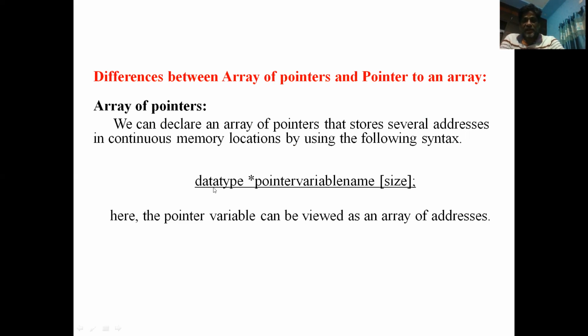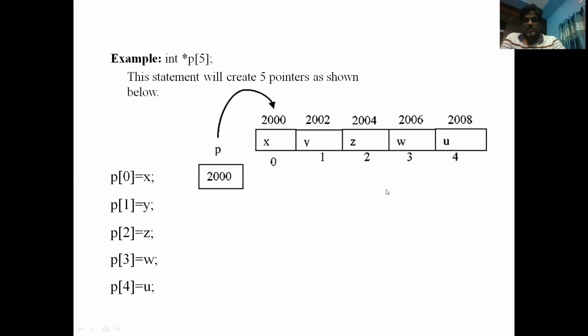The syntax for creating an array of pointers is data type star, pointer variable name, followed by the size. This size represents the number of pointers that we want to create, that is, the number of addresses that we want to store in physically continuous memory locations. Let us see an example to understand it.